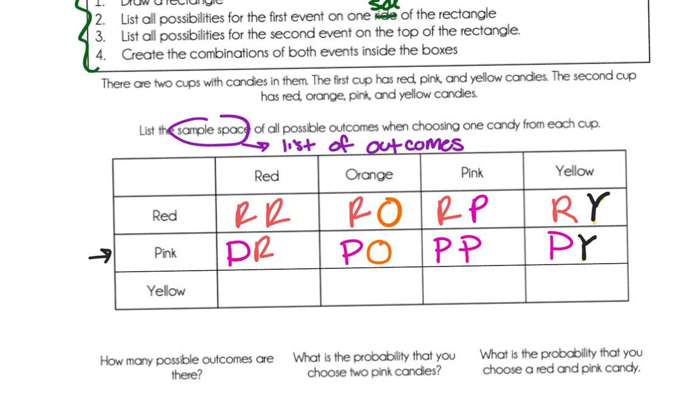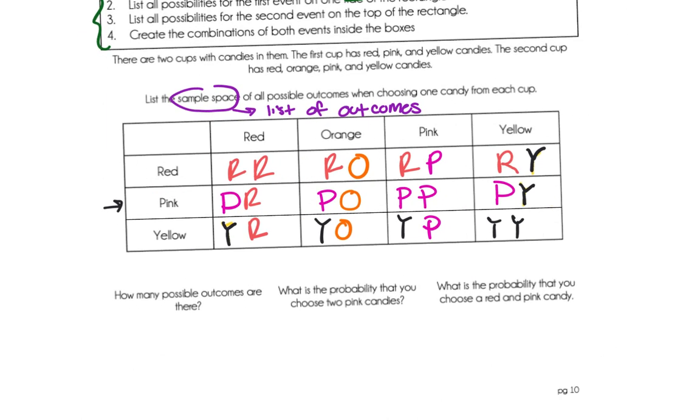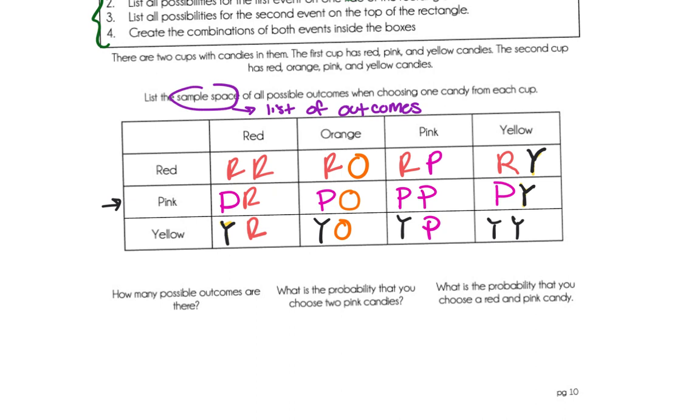So then the last row, you could get yellow from the first cup, red from the second, yellow then orange, yellow then pink, yellow then double yellow. So you're seeing, okay, if I have pink from the first cup and orange from the second cup right here, that's the combo they make.